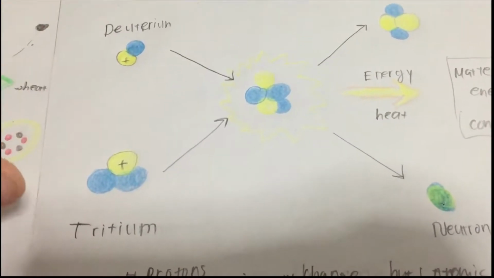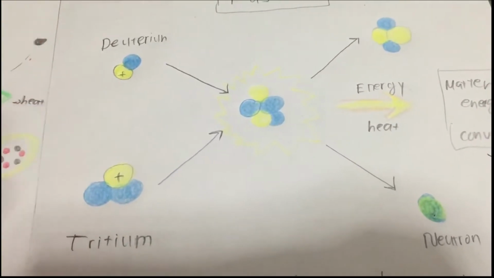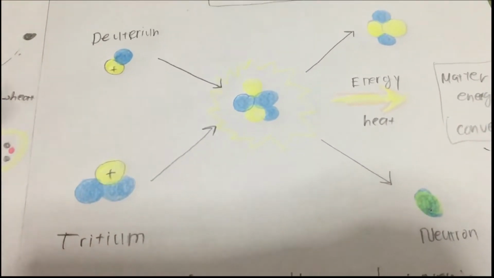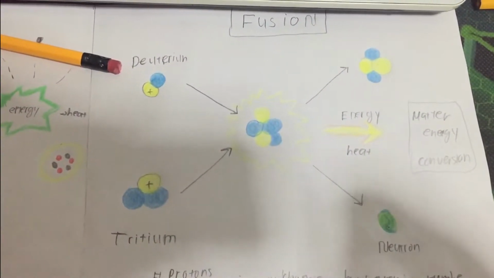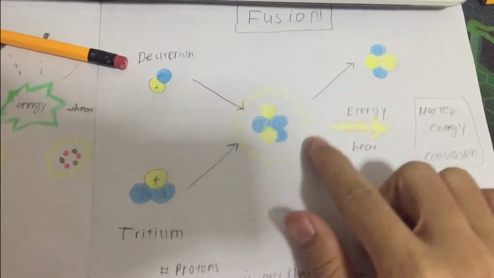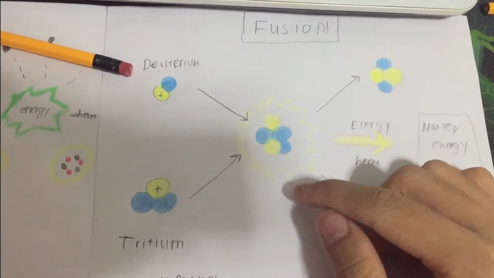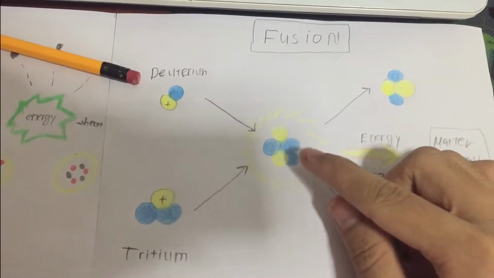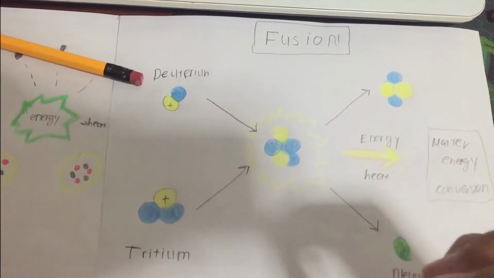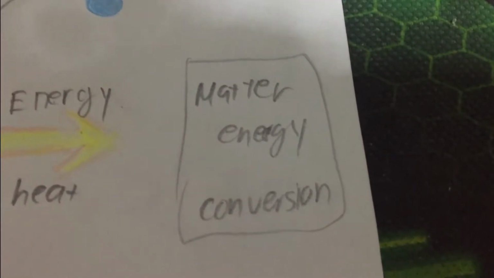The protons have the same charge as each other, so it requires high energy to combine them together. Once the two atoms combine, it releases high energy, which is high heat and high temperature. And from there, where the high energy is released, the hydrogen atoms change from gas to plasma, which we call matter-energy conversion.